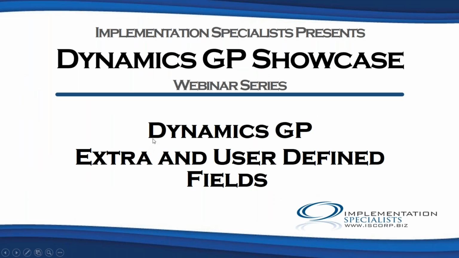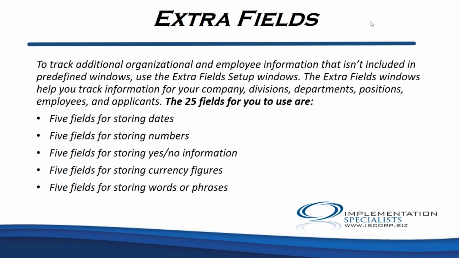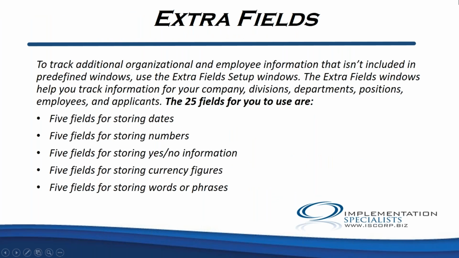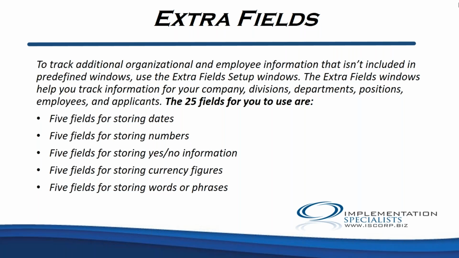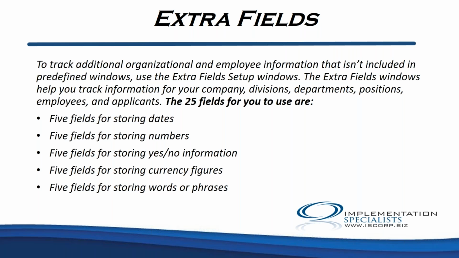All right, let's get started. So here's what extra fields is. It's to track organizational and employee information that don't have a defined window already. So if there's something for your organization and company that you want to track that you're not finding in GP, this is a great way to do it. You can track up to 25 fields for your organization.